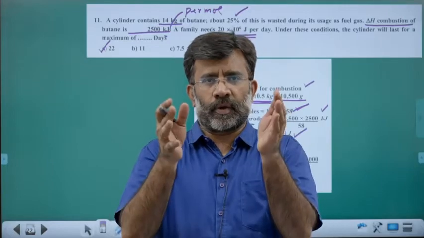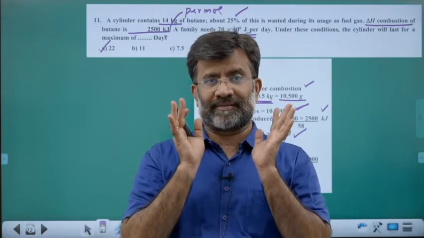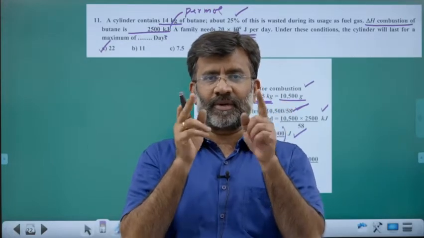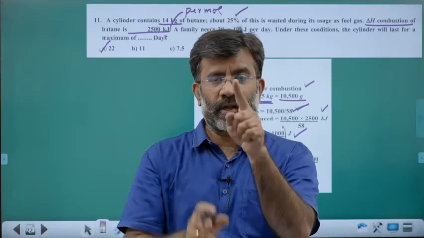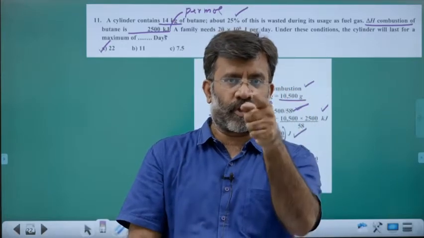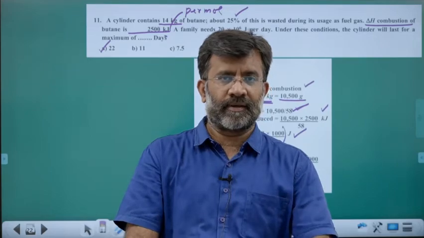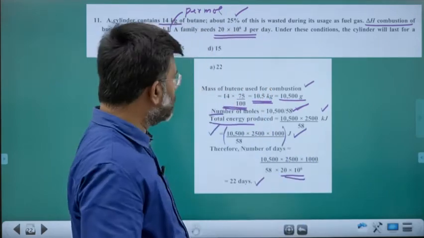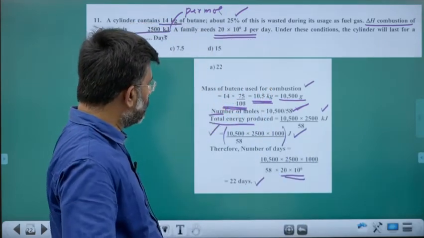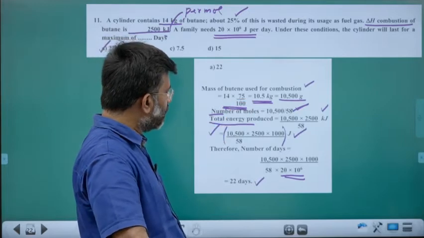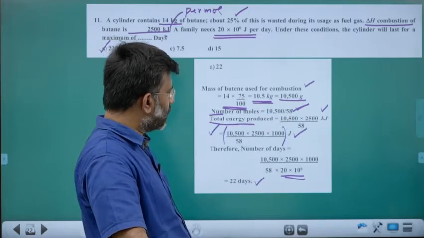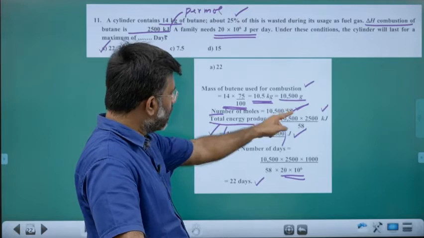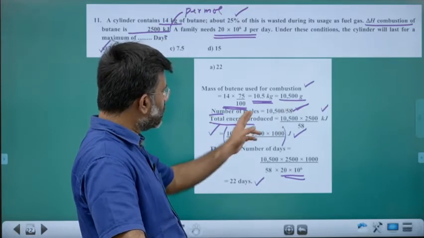See, in a cylinder you have 14 kg butane. How much is utilized? 25% is wastage, so how much is utilized? 75%. So 75% of 14, how much? 10.5 kg. How many grams? 10,500 grams. How many moles? Mass by molar mass.